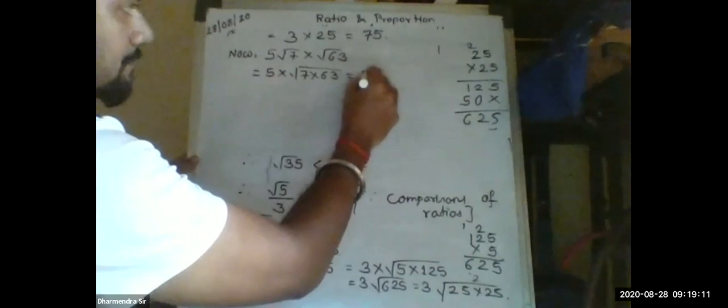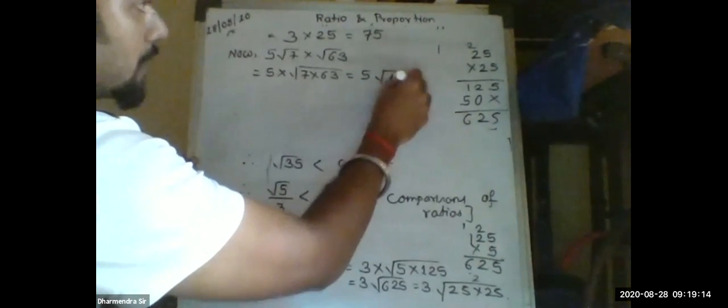Now we'll be solving 5 root 7 into root of 63. This is 5 into root of 7 into 63. So what is the answer of 5 into root of 63 into 7? So 63 into 7 is 441. You need to check this. You will be getting this answer when you multiply 63 by 7. So the answer will be 441.